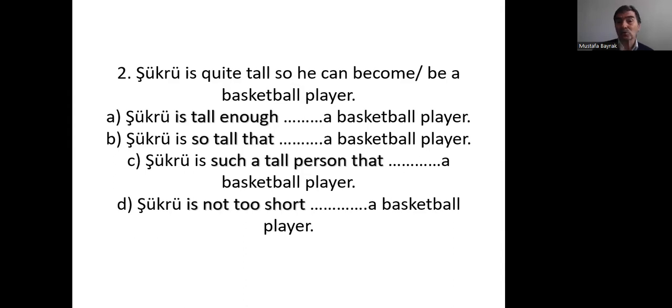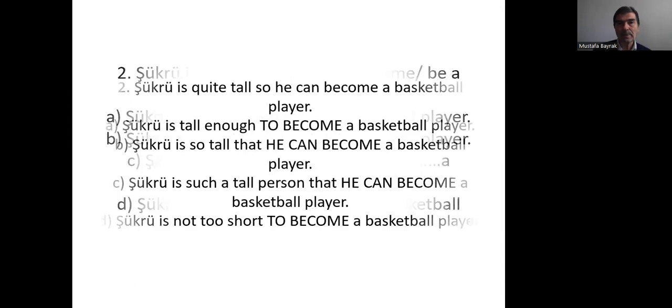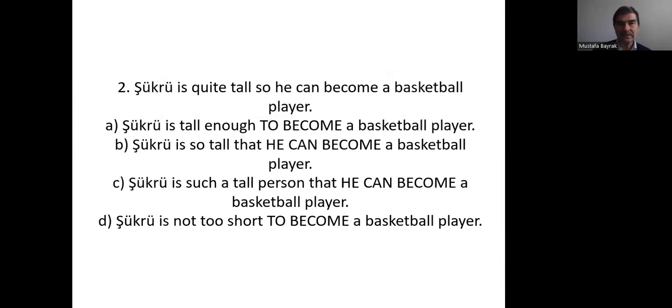Shukri is not too short. Shukri is not too short to become a basketball player or to be. Shukri is not too short to be a basketball player. He has the privilege of being tall. So Shukri is not too short, okay, to be a basketball player. Yes, this is key.